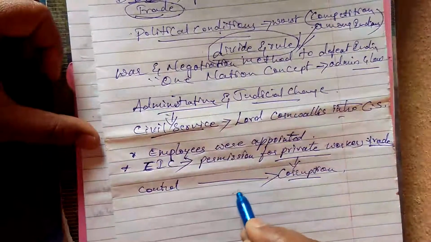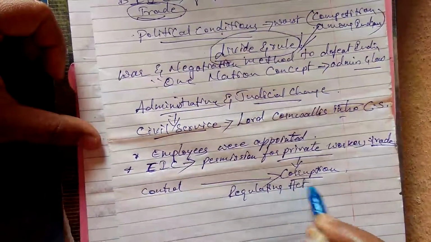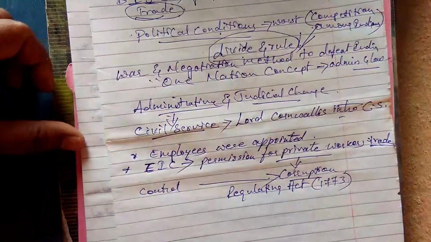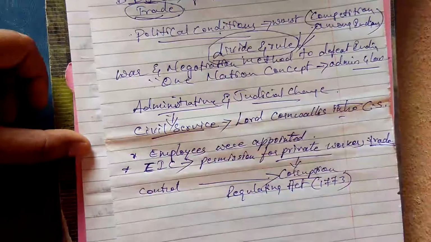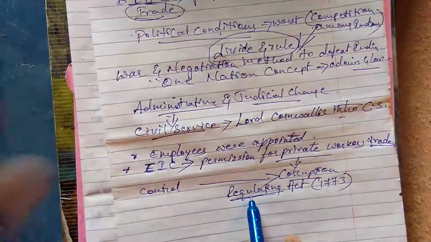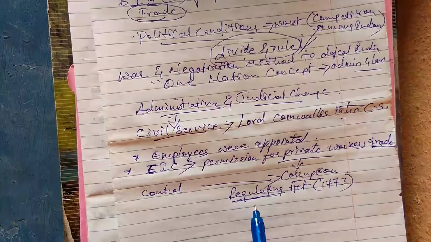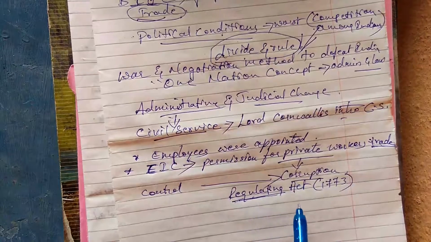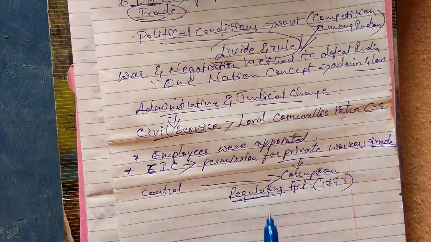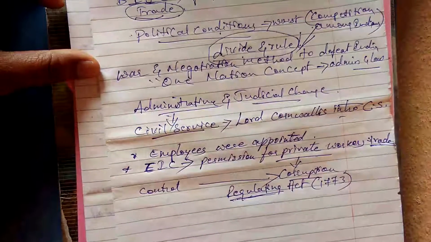the British introduced one act which was called the Regulating Act. And this Regulating Act was introduced in 1773. The name itself tells you: regulating, so it is nothing but controlling. So this Regulating Act slowly started controlling the activities of the corrupted officers. This is how we see some changes were brought in administration.